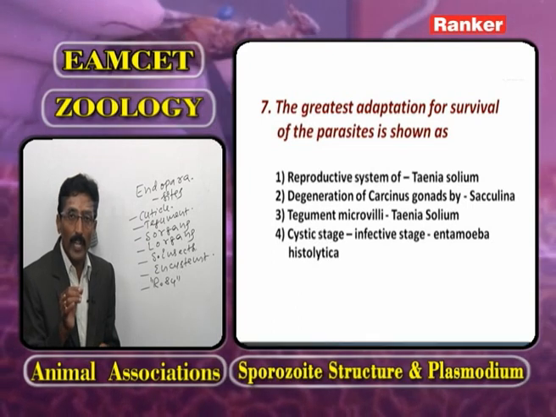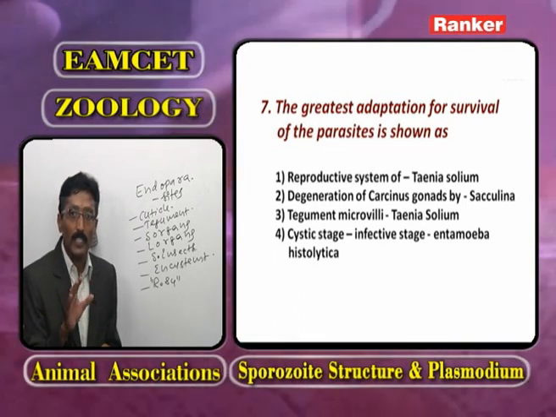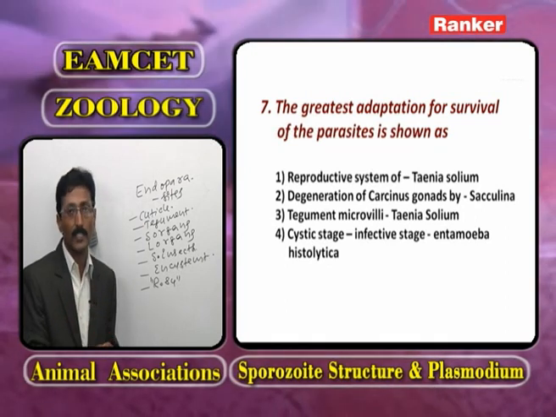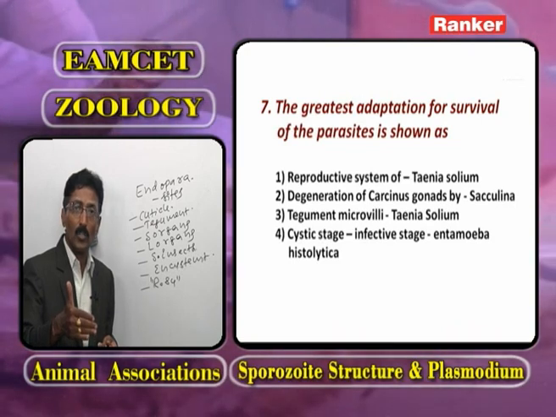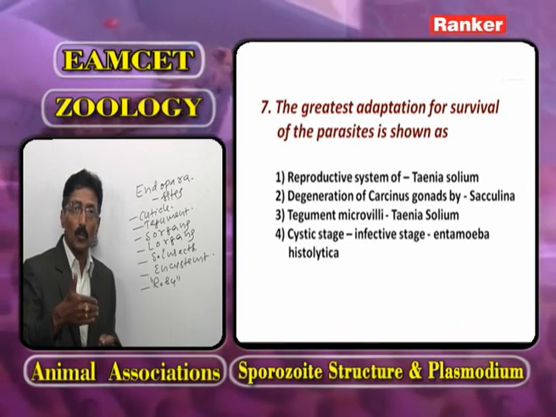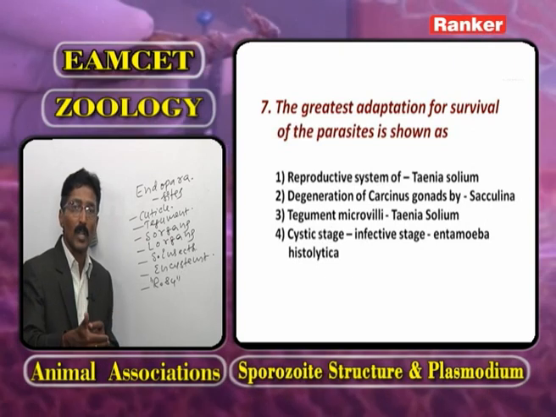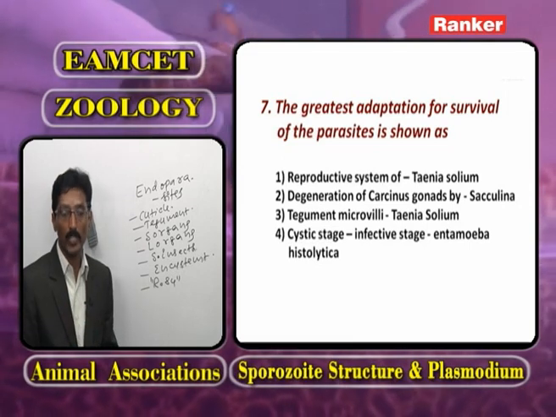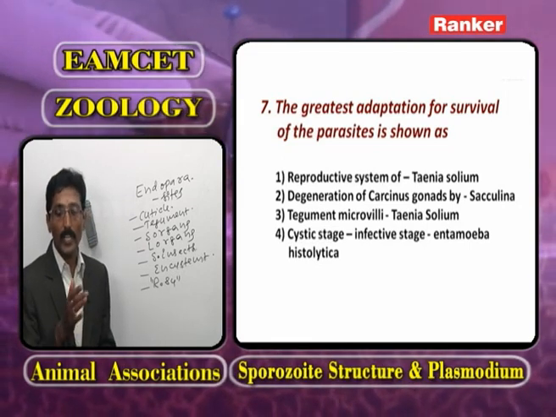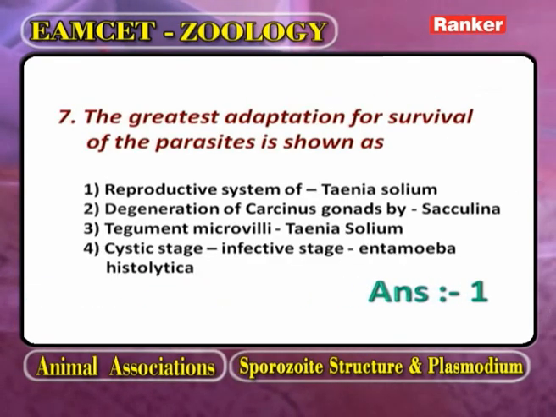We have a good idea of the life history of Entamoeba. What is the infective stage? That is the tetranucleated cyst. Here, what is the greatest adaptation of endoparasites to protect their species? It means to release more and more eggs to protect their species. That is the development of the reproductive system. So here, what is the correct answer? The first one, the reproductive system of Taenia solium. Now we go for the next question.